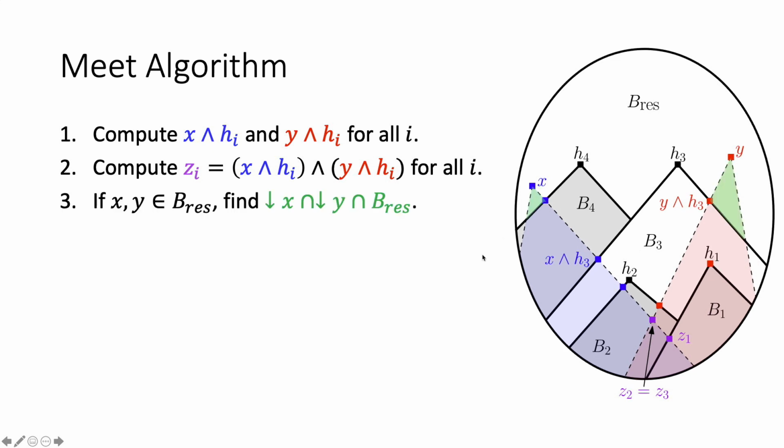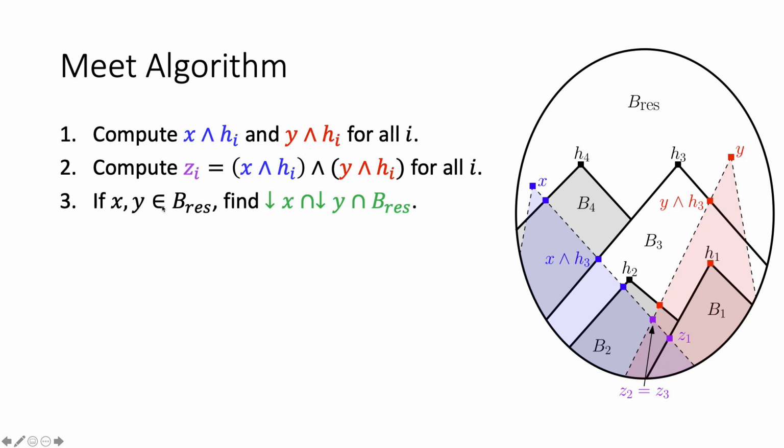Okay, we do have just one bit of a special case. This will be more important later on, but let's discuss it now. If both x and y are in the residual block, we're going to find the intersection of the downsets of x and y in the residual block manually. So I've got the downsets of x and y within the residual block depicted here in green. However, their intersection is actually empty. So for this particular example, we will get no candidate meets from step 3.